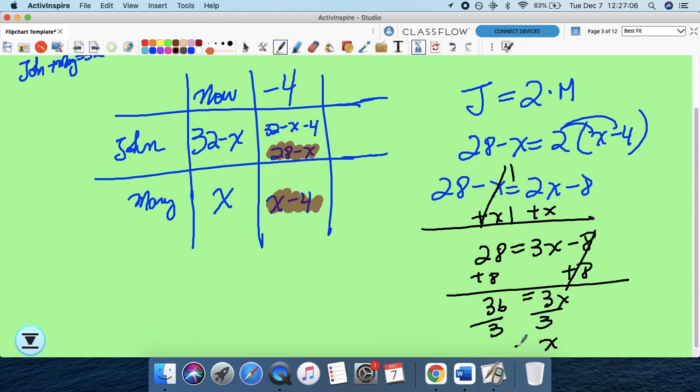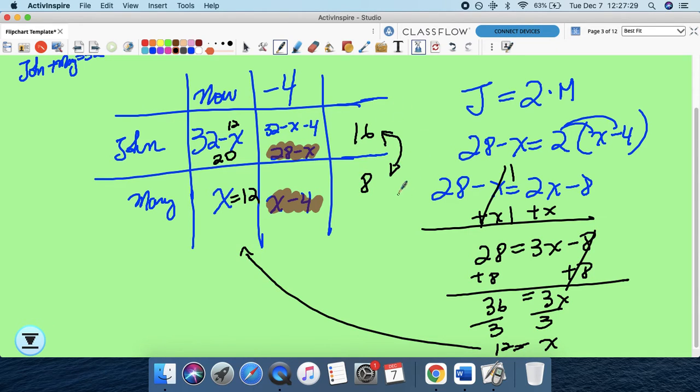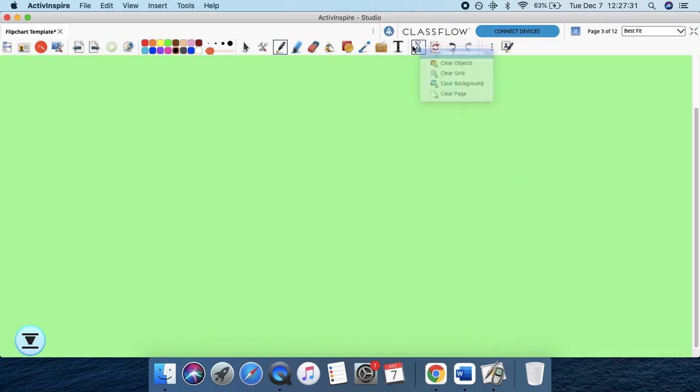And we get that x equals 12. So, we go over here. Mary is 12 years old. And John is going to be, well, their ages add up to 32. So John is 32 minus 12, which means John is 20. 4 years ago, John was 16. And 4 years ago, Mary was 8. And look at that. John is twice as old as Mary.